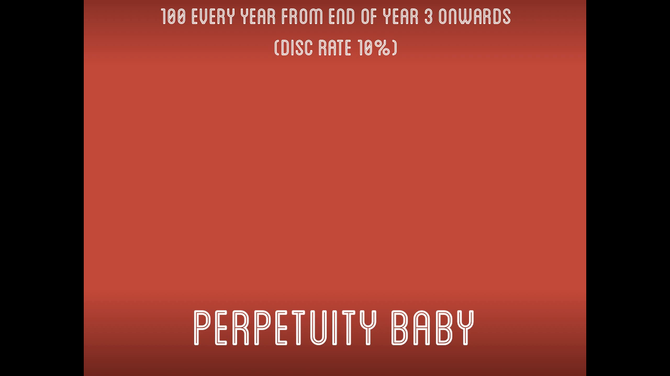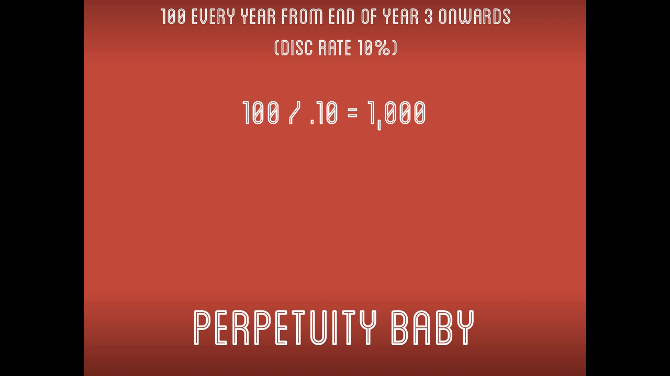Right, well, first of all, you need to work out what the perpetuity is worth. And that is simple. It's just the cash that you're going to receive or pay, which in this case is 100, divided by the discount rate, which in this case is 10%. So the perpetuity is 100 divided by 0.10, which is 1,000. So that's how much the perpetuity is worth.